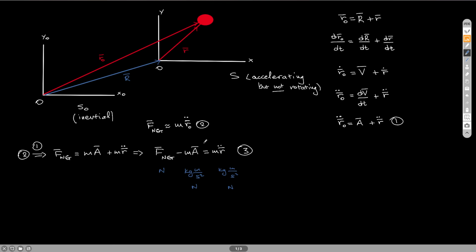The important part is that this expression does look like Newton's second law. We have a mass and an acceleration on the right side, and we have quantities that have either the units of newtons or something equivalent to a newton. So this is the application of Newton's second law for the accelerating but not rotating frame of reference.